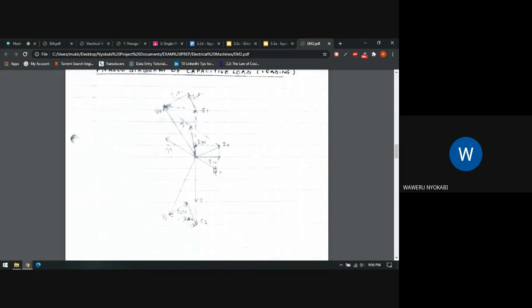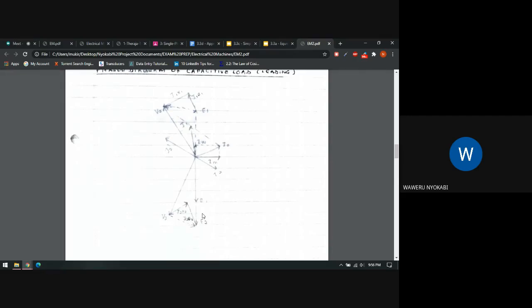I2 which is leading. So remember now our voltage is going to be affected by both the resistance and the reactance. So that's how we're going to come here. The way I said, so I2, remember we have I2 R2, which is parallel. So that brings about this.